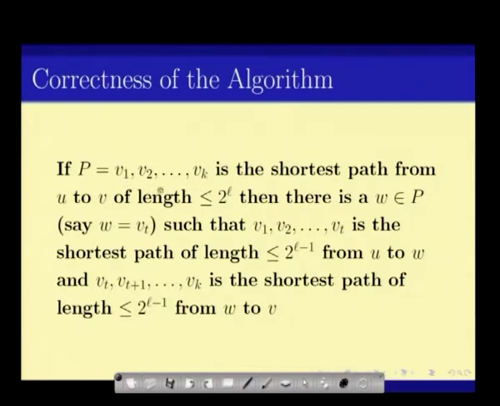Now, what is the correctness of this algorithm? I had defined it already. It is because if say v 1, v 2, up to v k is the shortest path from u to v of length 2 to the power l, then there must be another vertex w such that u to w is the shortest path of length 2 to the power l minus 1, and similarly from w to v. Why is it true? It is kind of easy to think, correct?